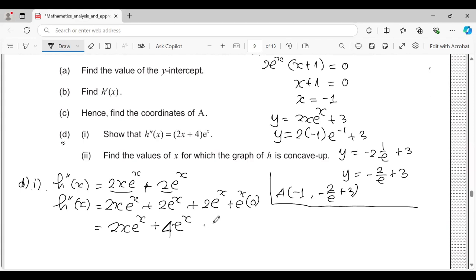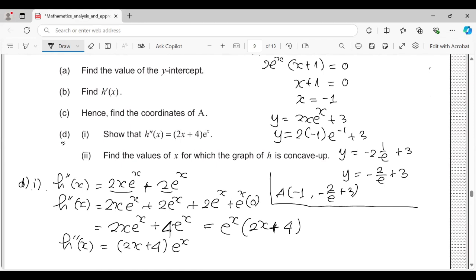So it's going to be factorized, becomes e power x multiply 2x plus 4. Yeah, same with this one. Or we can write it like this. Second derivative, 2x plus 4 multiply e power x.